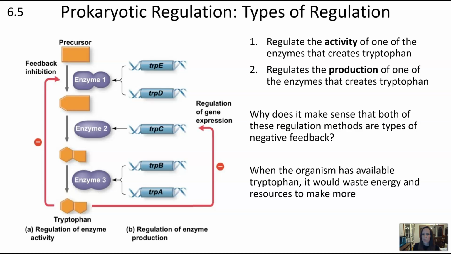The idea here is if the organism already has tryptophan, it's not going to want to make more tryptophan. So it's an advantage if an organism is able to regulate this process by either decreasing the amount of enzyme activity or decreasing the amount of gene expression that codes for one of these enzymes. Both of these are going to help avoid wasting time and energy making tryptophan that isn't needed.